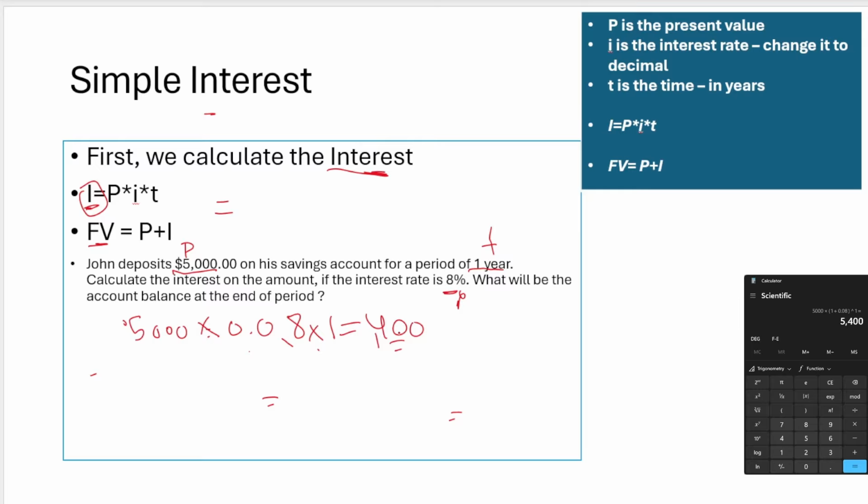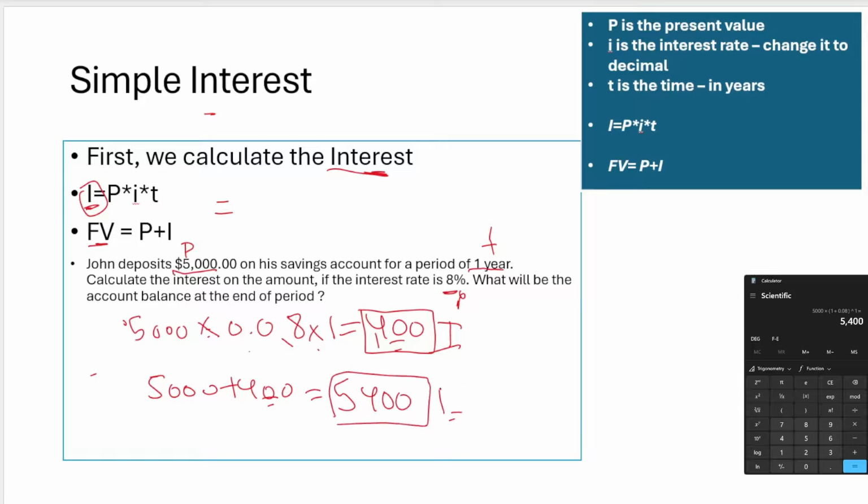You can confirm your calculations, since I'm going to do it a bit fast. So this is the extra amount I will get when I invest 5,000 for 1 year with 8% interest rate. Now we're going to add this number we got, which is I, to the present value, P. So 5,000 plus 400 gives us 5,400. This is the final answer. This is the future value. I hope it makes sense. It's fairly simple, so I'm just going to the next slide right now.